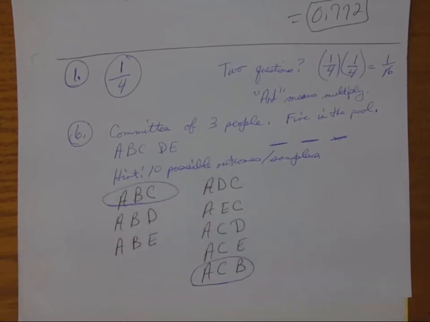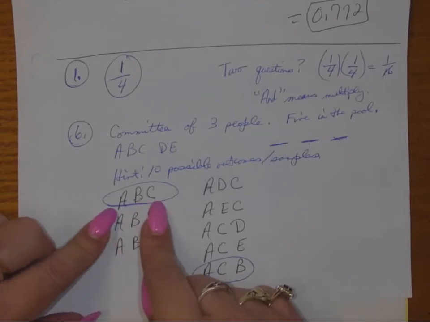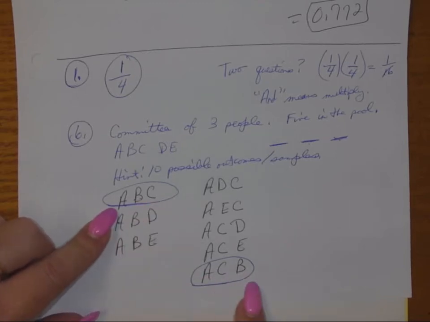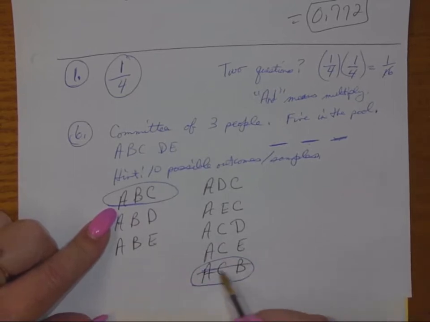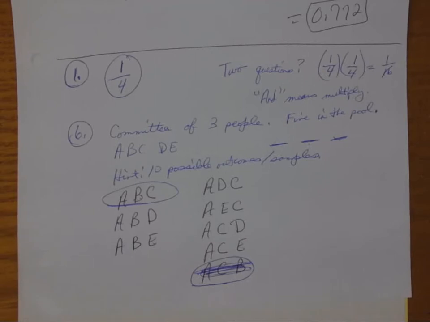Did they care about the order for this guy? And the answer is no, they didn't care about order, right? So aren't those the same committee, whether it's Susie, Johnny, and Joey, or Susie, Joey, and Johnny? That's still the same committee, right? So am I going to double count this guy? No. So anything that's overlapping here, I'm going to dump it out, okay?